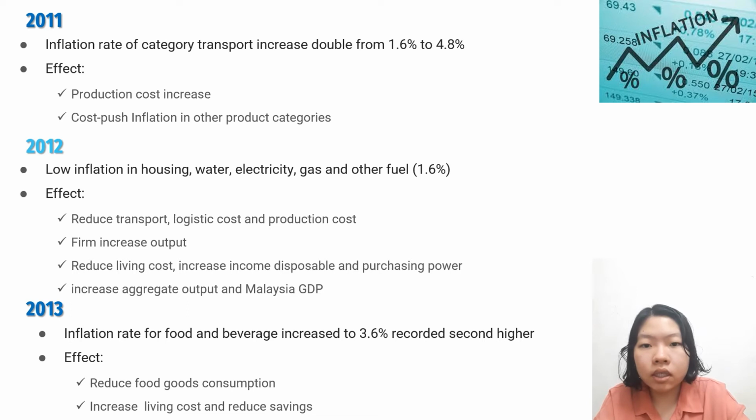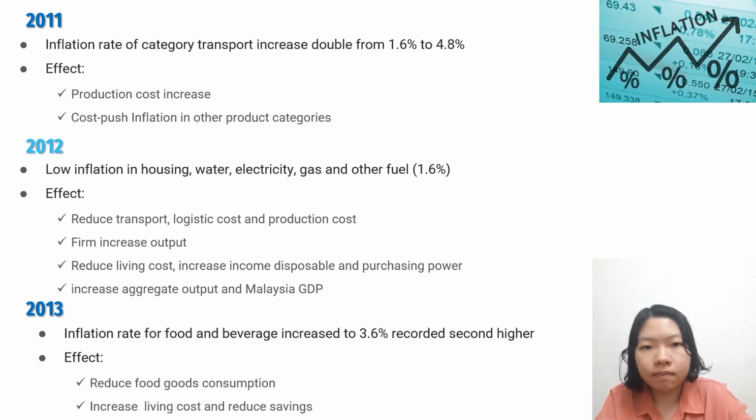Well, in 2013, the inflation rate for food and beverage has increased and has recorded the second highest. This has affected the food consumption of households, especially for food that is highly elastic to the price, such as meat, fish, and dairy. The increase of food and beverage price also has increased the living cost of the households and caused fewer people to save.